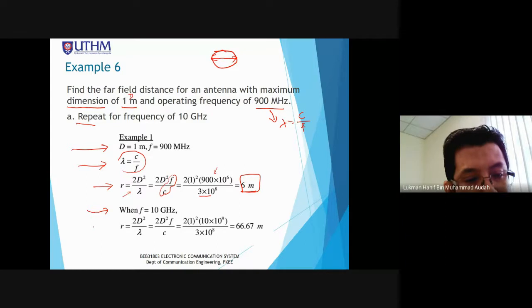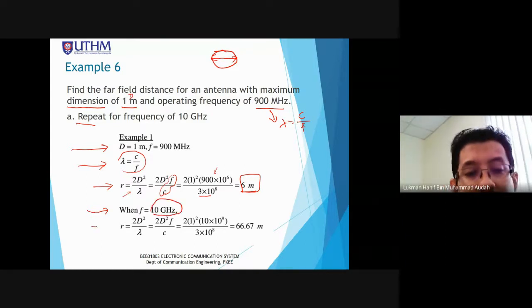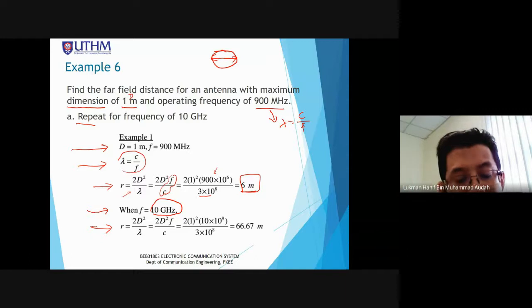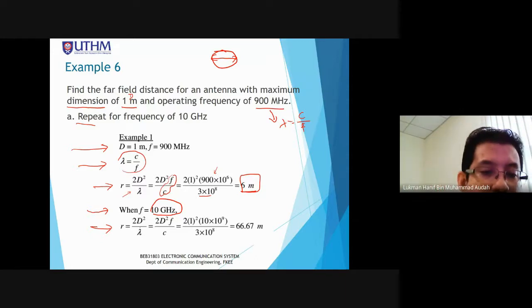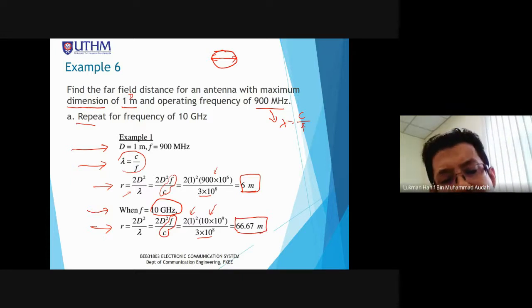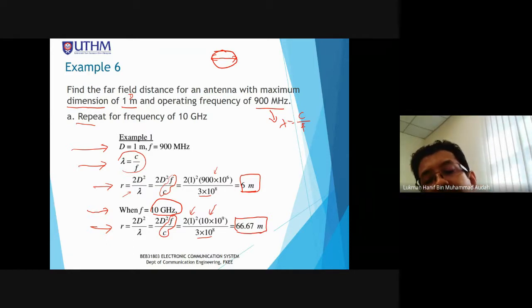So we put inside the 10 giga. So if we use 10 giga, bermakna kita akan dapat lambda yang lebih kecil, kerana lambda equal to c over f. Okay, so therefore the far field distance is equal to 2d square over lambda, which is 2d square multiplied with f divided with c, where this is the 1 over lambda. So kita masukkan nilai frekuensi, kita masukkan nilai diameter, bahagikan dengan speed of light, and we get 66.67 meter. Nampak? Maknanya kalau kita menggunakan frekuensi yang besar, gelombang itu perlu pergi lebih jauh daripada 66.67 meter in order to reach the far field region.